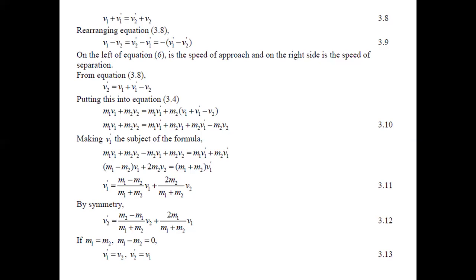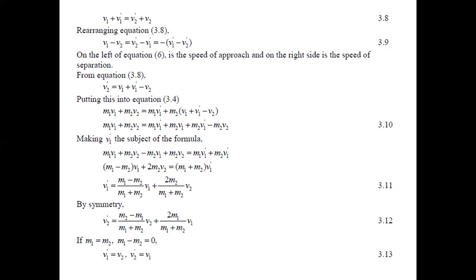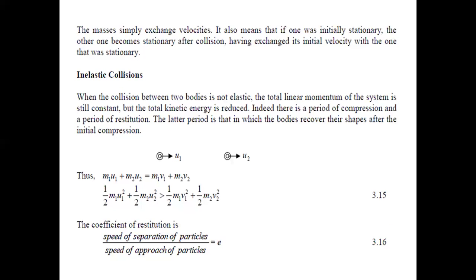Now, if M1 equals M2, it means that M1 minus M2 is 0. If that were to be the case, then V1 prime will be equal to V2, and V2 prime will be equal to V1. What that means is that the masses simply exchange velocities. See, V2 will be equal to V1 prime, and V1 will be equal to V2 prime. It also means that if one was initially stationary, the other one becomes stationary after collision, having exchanged its initial velocity with the one that was stationary.